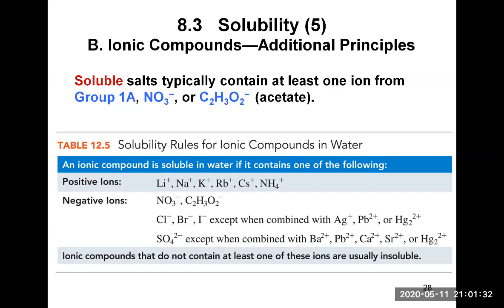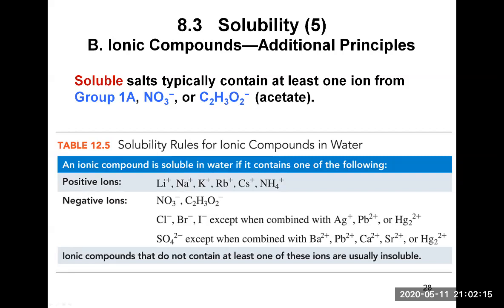And there are no exceptions with these ions. They always make soluble salts. So soluble salts typically contain at least one ion from group 1A, nitrate or acetate. And so we have this table here showing us how the alkali metals like lithium, sodium, potassium, rubidium, cesium are always making a soluble compound. Ammonium is also always making a soluble compound. And we just saw earlier the negative ions like nitrate and acetate always make soluble compounds.